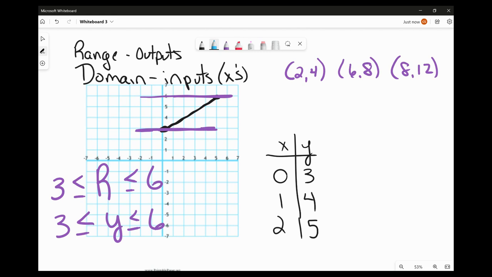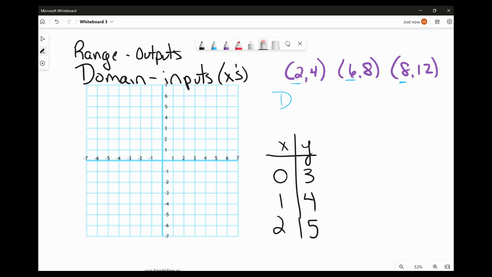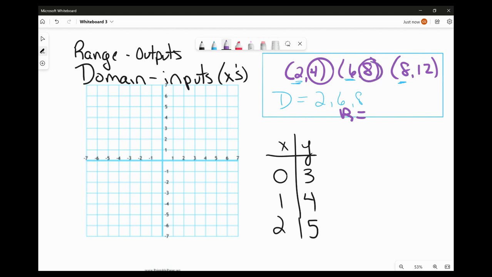Now, moving over, if we look at points, the domain would just be our X values. So for this coordinate pair, I'm going to get rid of this part right here so we don't confuse it. They're not together. That was just different examples. So right now, I'm looking at the points here. The domain would be 2, 6, and 8 because those are my X values. Okay? The range would be my Y values, 4, 8, 12. And I would just list them just like that.